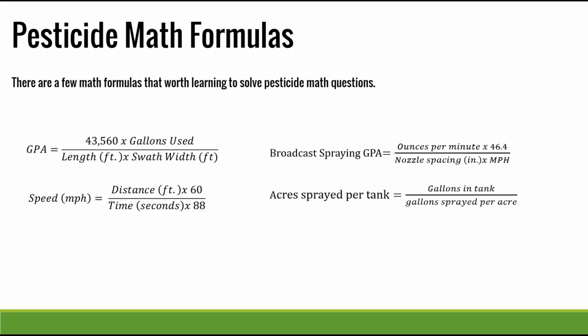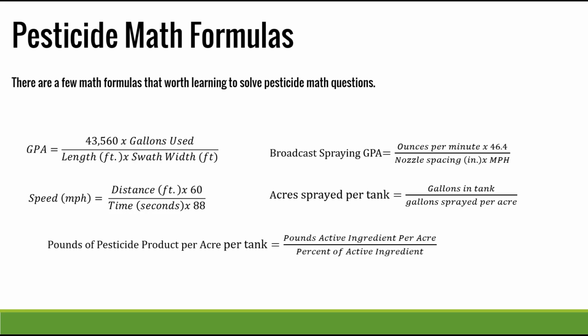Speed, miles per hour, can be calculated by taking the distance in feet multiplied by 60, divided by the time in seconds multiplied by 88. Acres sprayed per tank can be calculated by taking the gallons in the tank divided by the gallons sprayed per acre. And finally, pounds of pesticide product per acre per tank can be calculated by taking the pounds of active ingredient per acre divided by the percent of active ingredient. In these next few slides, we'll take these formulas and put them into practice.